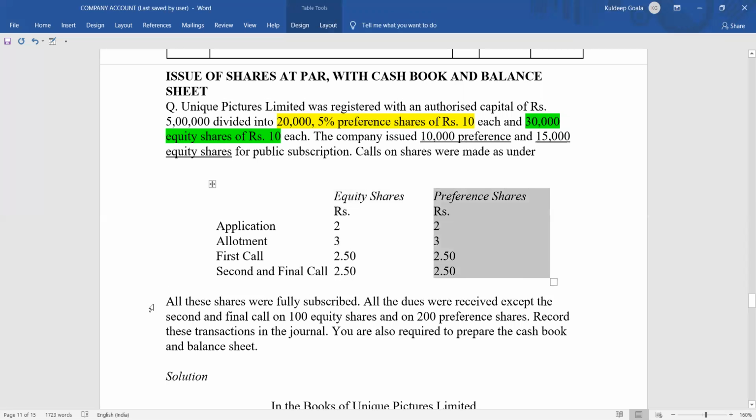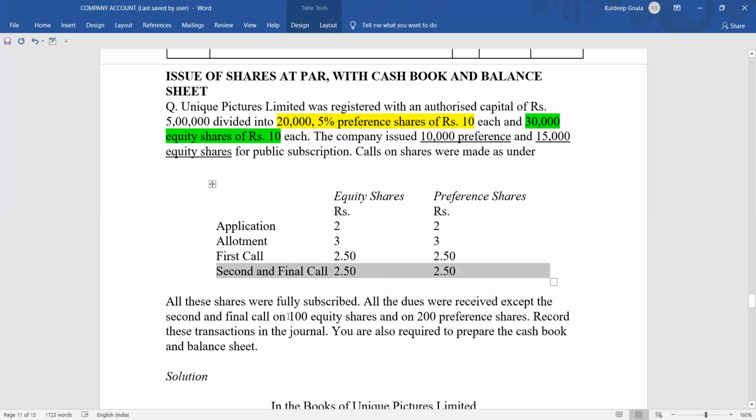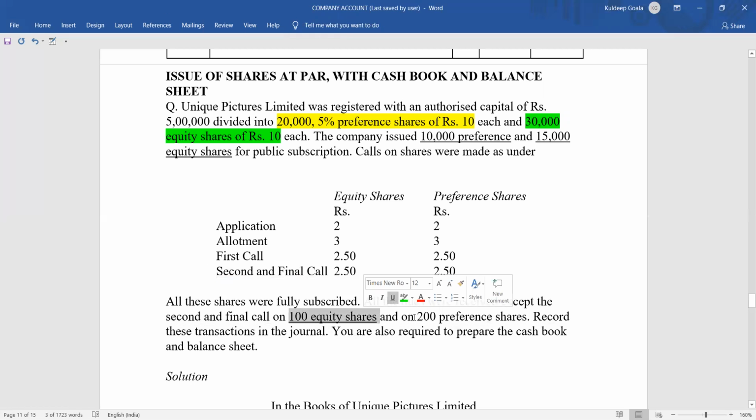Now coming to the next one, all these shares were fully subscribed. So there is no problem of over subscription or under subscription. It is a situation of full subscription. After that, all the dues were received except the second and final call on 100 equity shares and 200 preference shares. There were 100 equity shares and 200 preference shares whose holders did not pay the money in the second and final call. So that is what we call calls in arrear.